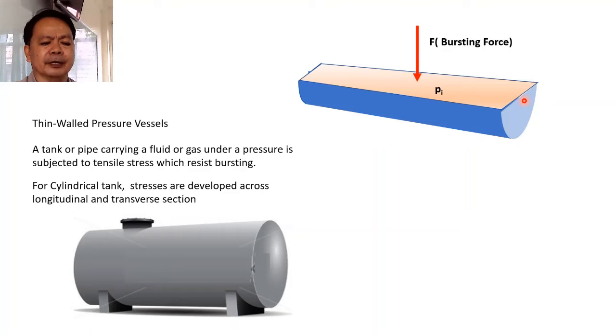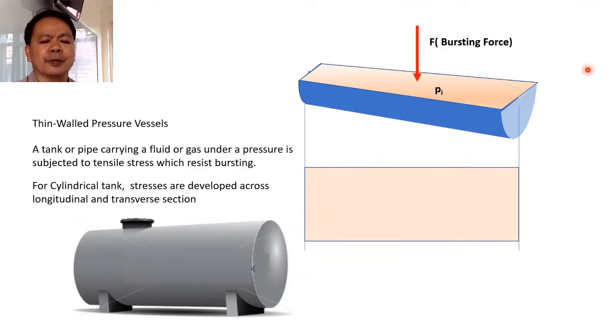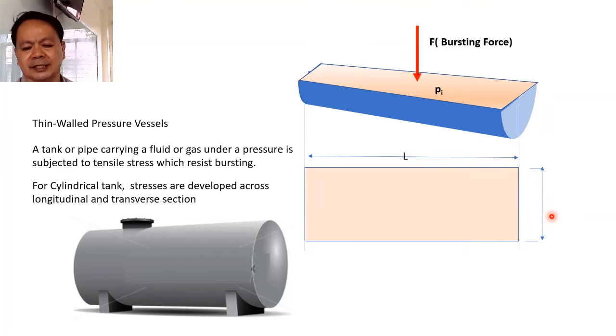And the bursting effect F is equal to the product of this pressure inside multiplied by the area of the cut section projected perpendicular to the direction of the bursting effect. And if you are going to look from the top, then we will be looking at the section in the form of a rectangle having the dimension equal to the length of the vessel and the diameter of the vessel.